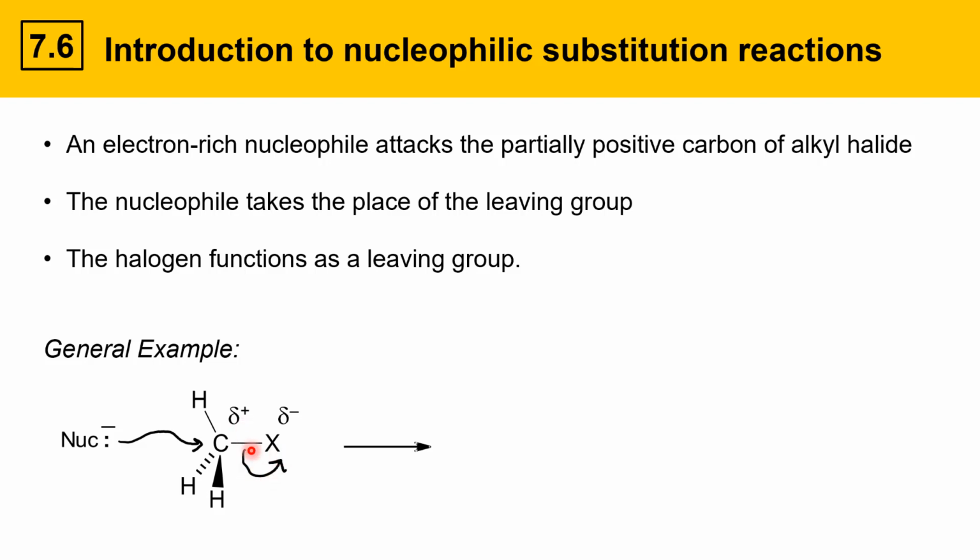So we're going to be breaking this bond and we're going to be forming a new bond here. That gives this molecule where here's the new bond that we formed. This is the substitution product. The nucleophile has taken the place of the leaving group, and here the halogen, the X group, has left with a pair of electrons. This is the leaving group.